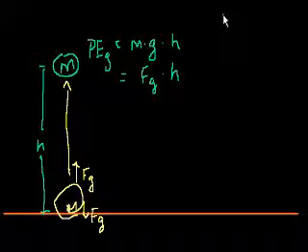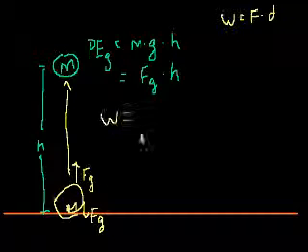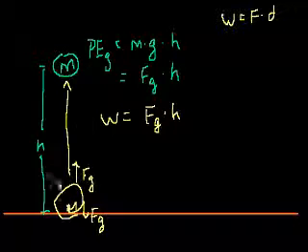What is work? Work is just force times distance, and it has to be force in the direction of the distance. So what's the work necessary to get this mass up here? Well, the work is equal to the force of gravity times height. So it's equal to the gravitational potential energy.